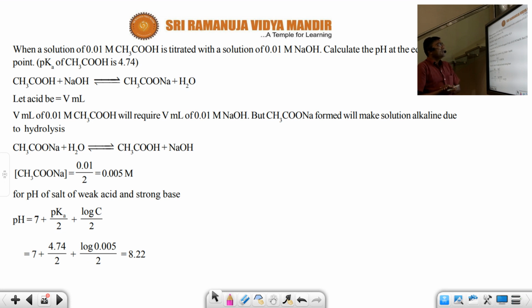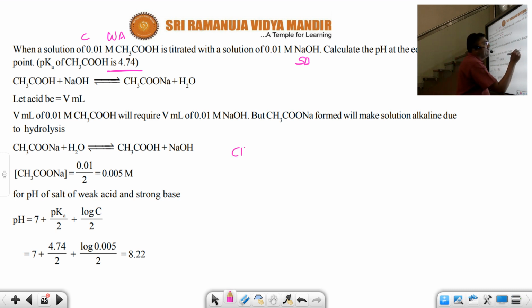Well, so let us have a look at one question associated with a weak acid and a strong base. So this is a weak acid, acetic acid, and this is a strong base. Now here concentration is given and pK is given. So let's see here, students. Now 0.01 molar acetic acid is titrated with 0.01 molar NaOH.